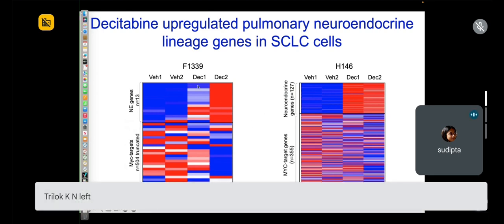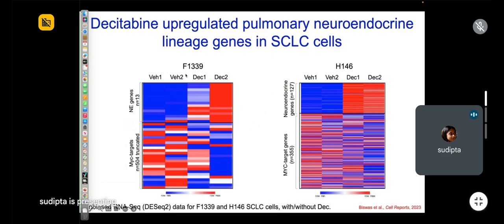And also by RNA-seq data, we showed that with decitabine in these two different cell lines, neuroendocrine-targeted genes are amplified in both cases, whereas MYC-targeted genes are repressed in both cases.